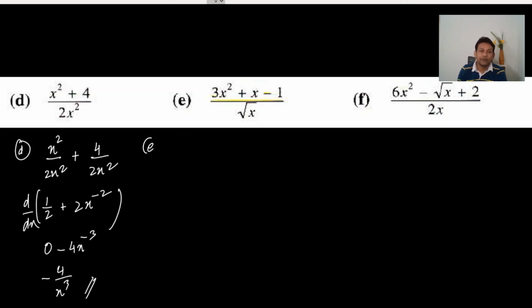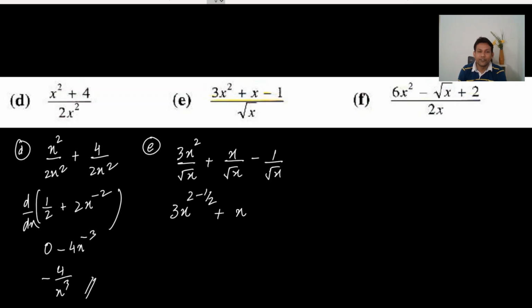In part E, what we are doing is this: under root x means the power is 1 upon 2. This is 3 x squared under root x, x upon under root x, and minus 1 upon under root x. I want to move all the under root x up. So this is 2 minus 1 upon 2. This will become x to the 1 minus 1 upon 2, and this will become x only to the minus 1 upon 2.